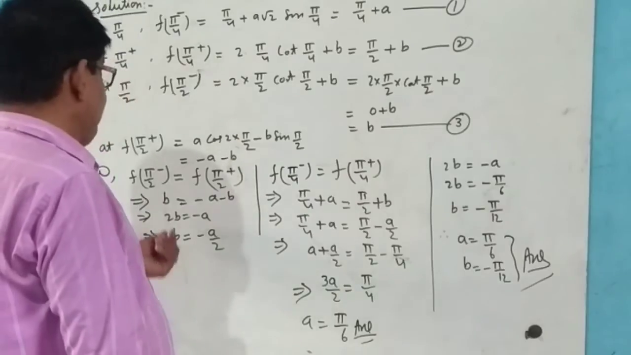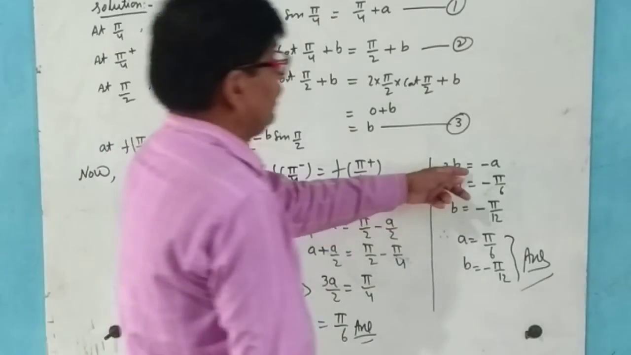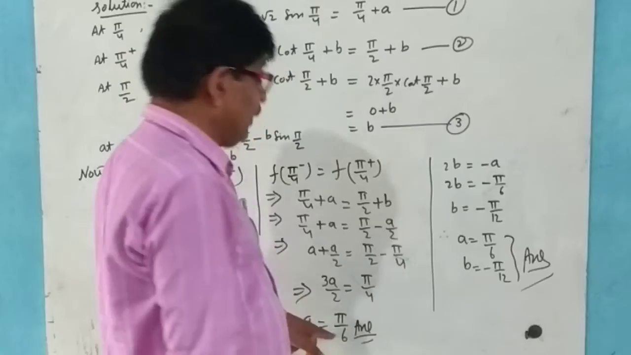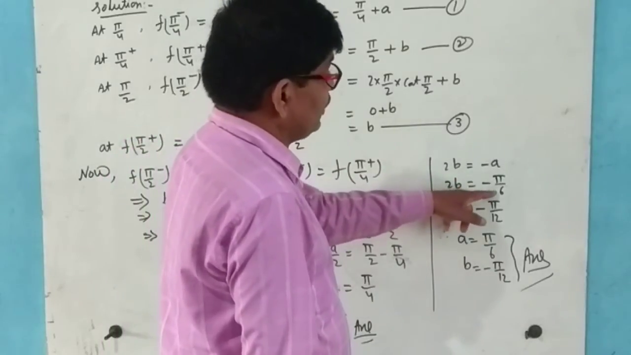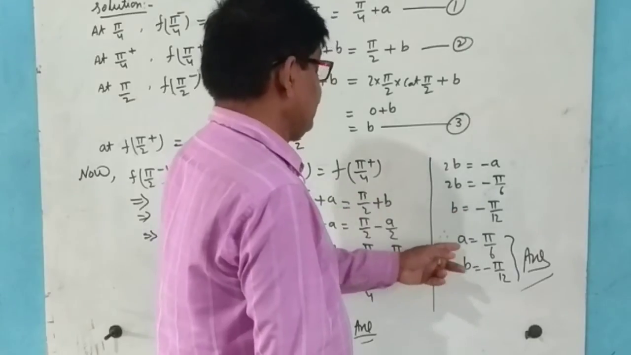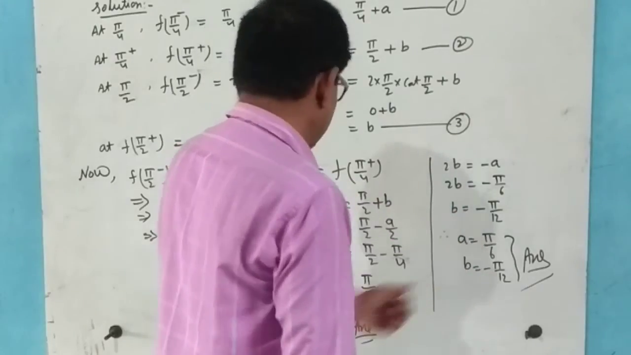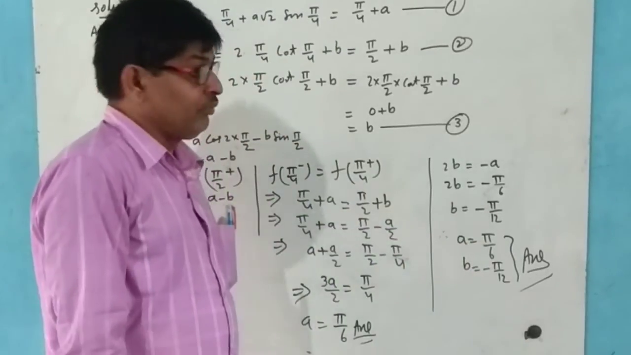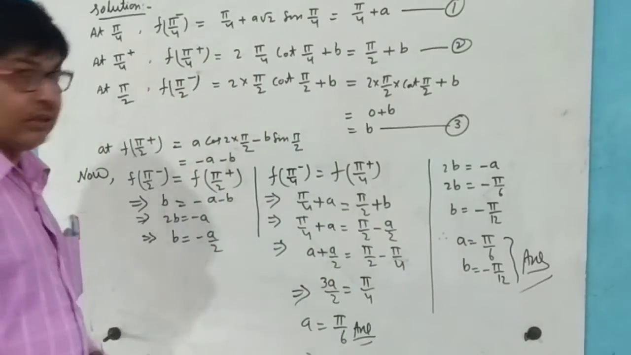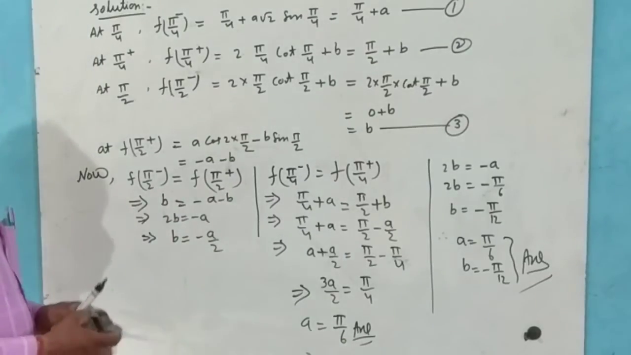Now we have 2b equal to minus a, and putting the value of a as pi by 6, b equals minus pi by 12. It means that the value of a is equal to pi by 6 and the value of b is equal to minus pi by 12. This is our answer. Now we take the next problem.